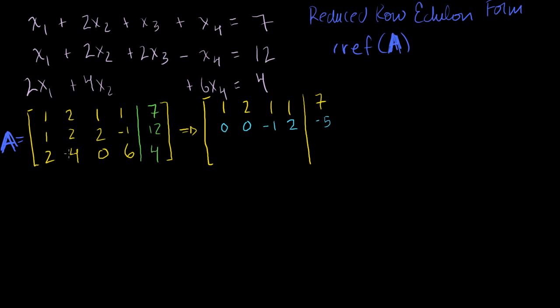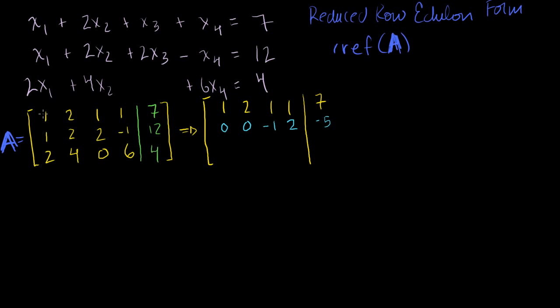All right, now I want to get rid of this 2 right here. I want to turn it into a 0. So let's replace this row with this row minus 2 times that row. So what I'm going to do is this row minus 2 times the first row, and I'm going to replace this row with that.